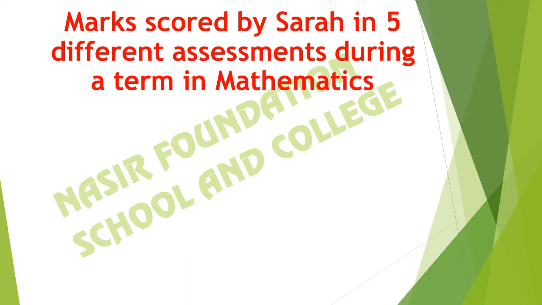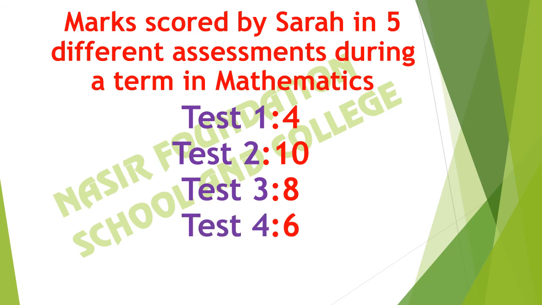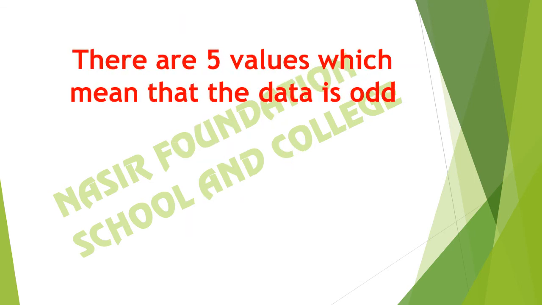Here are marks scored by Sarah in 5 different assessments during a term in mathematics. In test 1 she got 4 marks, in test 2 10 marks, in test 3 she got 8 marks, in test 4 she got 6 marks and in test 5 she got 7 marks. Here we can see that there are 5 values which mean that the data is odd. I repeat, there are 5 values which mean that the data is odd because 5 is an odd number.